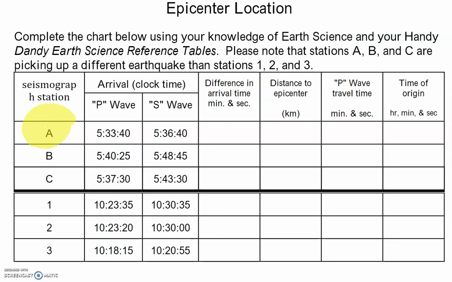So when you take a look at the sheet, notice we have arrival times for both the P and the S wave. The first thing you're going to do is find the difference in arrival time for the P and the S wave. So it's a subtraction issue. So we're going to take 5 hours, 36 minutes, and 40 seconds and subtract from it 5 hours, 33 minutes, and 40 seconds. Notice you're always doing S minus P. So let's take a look at that.